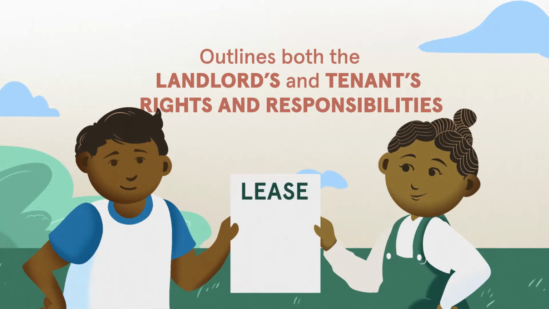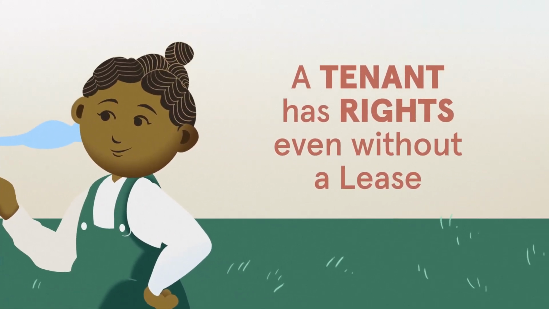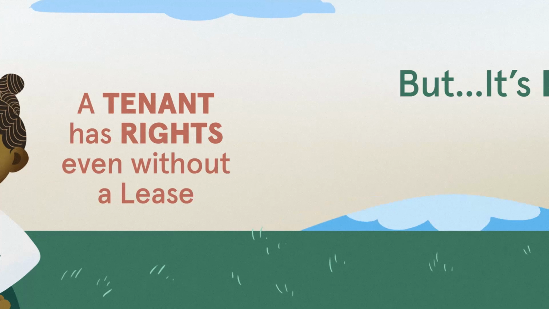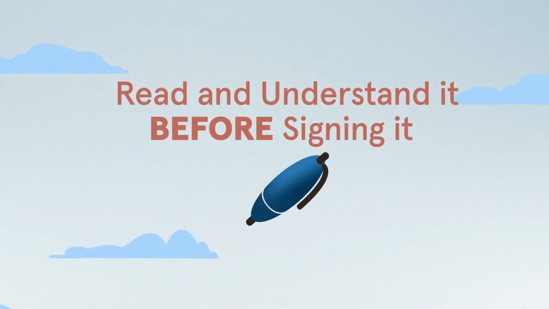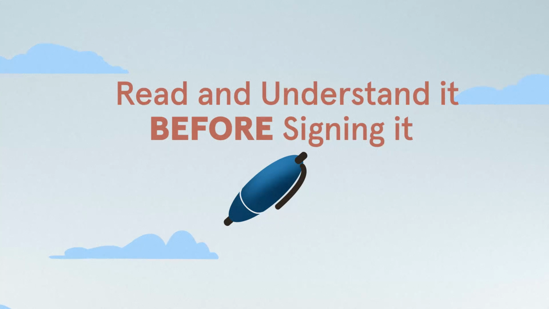A lease is a contract between you and the landlord that outlines your rights and responsibilities as a tenant, as well as those of the landlord. A tenant has rights even without a written lease, but it's best to have one. If you have a lease, it's important to read and understand it before signing it. Once it's signed, keep a copy in a safe place.